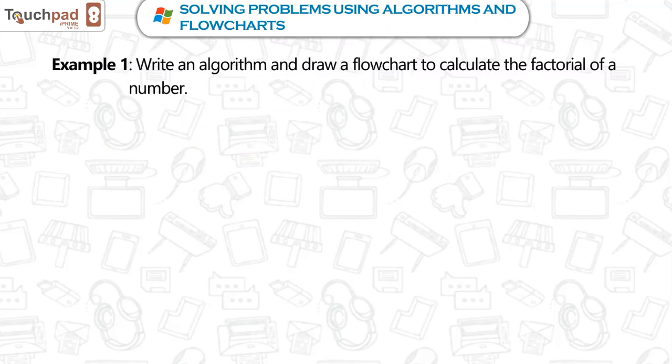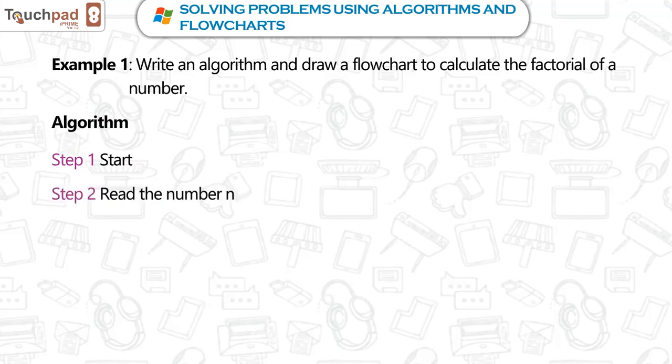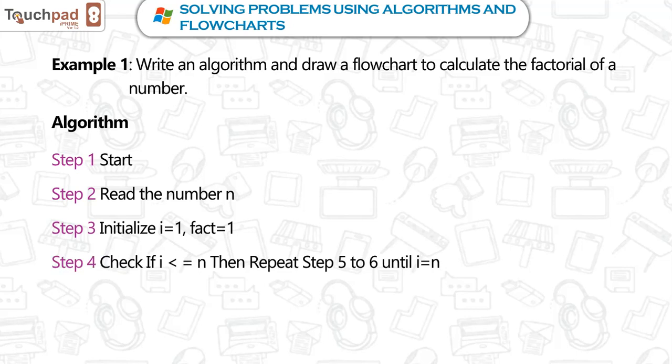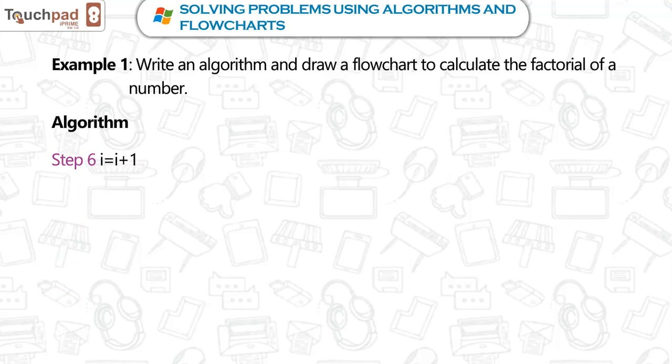Solving problems using algorithms and flowcharts. Example 1. Write an algorithm and draw a flowchart to calculate the factorial of a number. Algorithm. Step 1. Start. Step 2. Read the number n. Step 3. Initialize I = 1, fact = 1. Step 4. Check if I is less than or equal to n, then repeat steps 5 to 6 until I is equal to n. Step 5. Fact = fact * I. Step 6. I = I + 1. Step 7. Print fact.